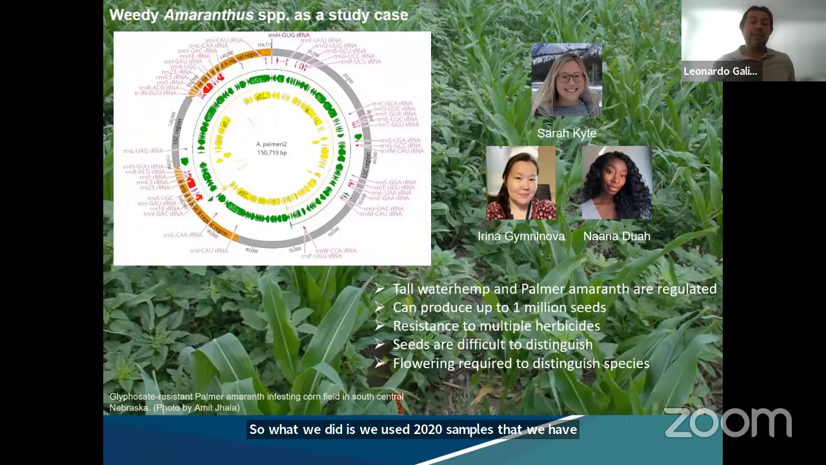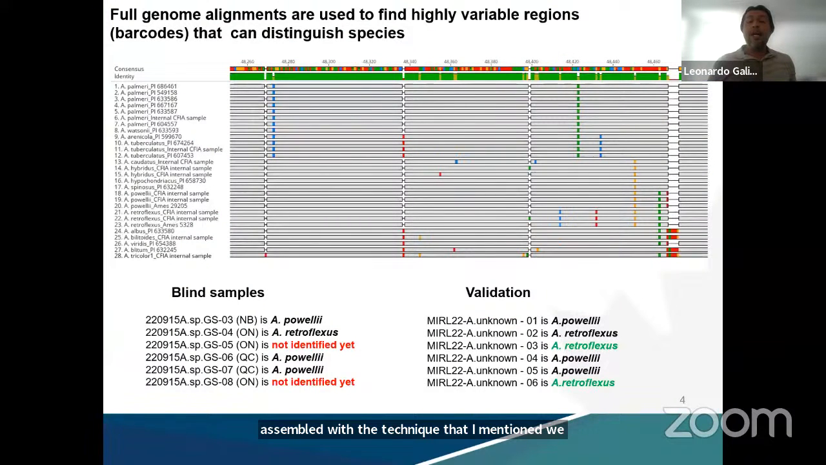we assembled, with the technique that I mentioned, full chloroplasts, 150,000 nucleotides. And so we aligned these chloroplasts, and what I'm showing here is just a small region of those 150,000 nucleotides, which provide different levels of resolution to distinguish between the 15 species of amaranths that we have.